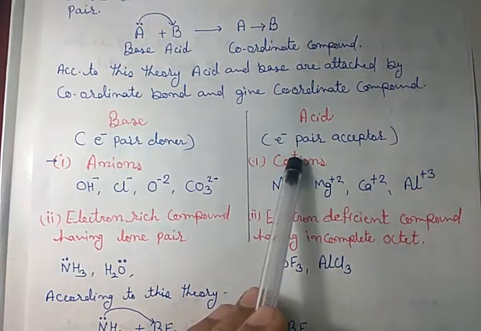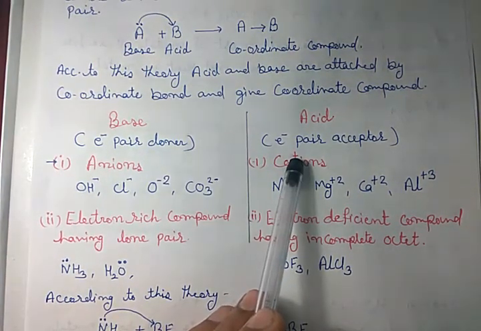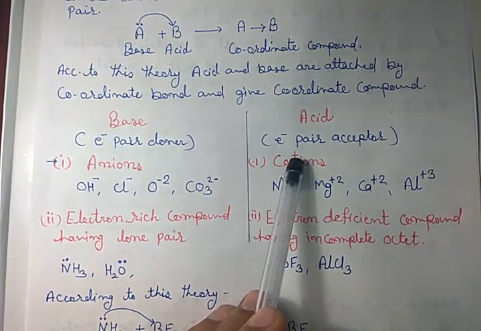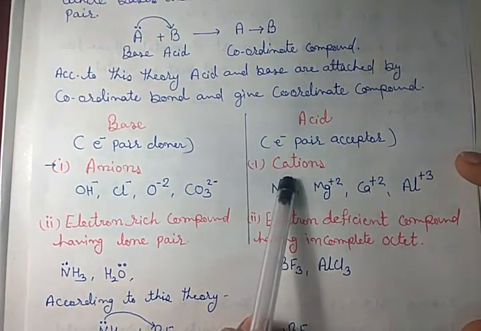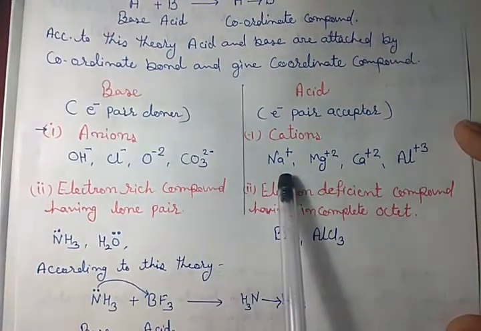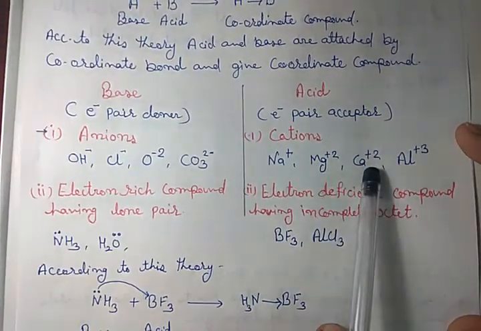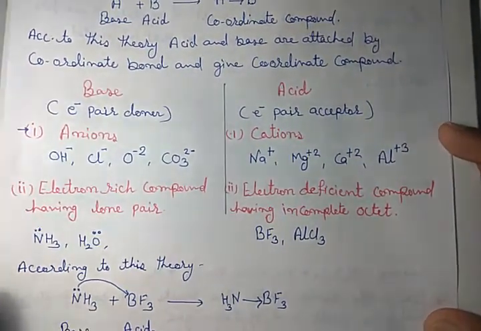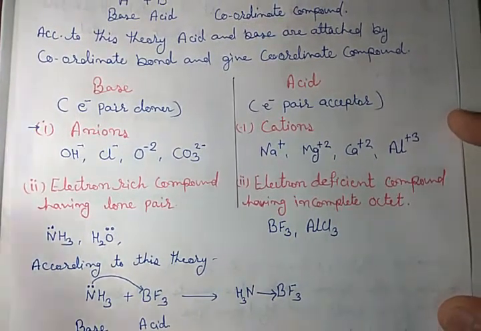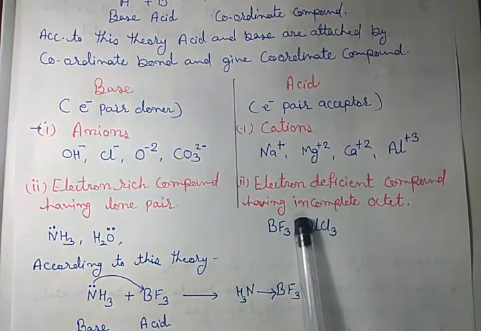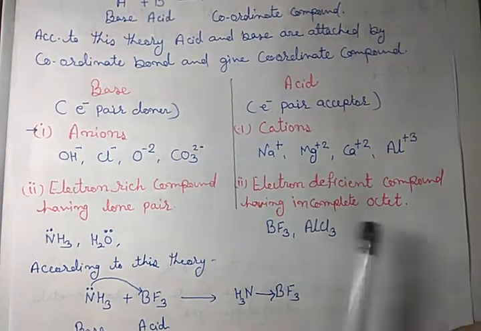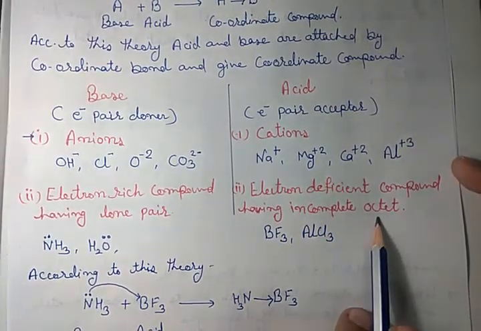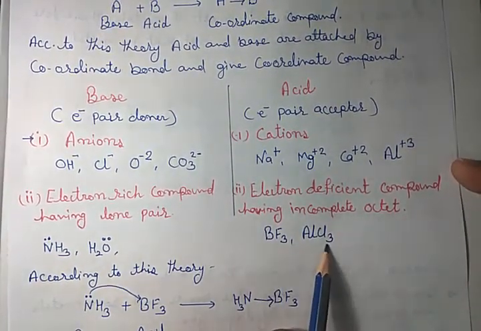Now acids, they are electron acceptors, so they have a deficiency of electrons. So two types of chemical species come in the category of Lewis acid. One is cations like Na+, Mg2+, Ca2+, Al3+. Because of the positive charge they have a deficiency of electrons. Second, there are electron deficient compounds. These also come in the category of acids, having an incomplete octet. Examples are BF3, AlCl3.